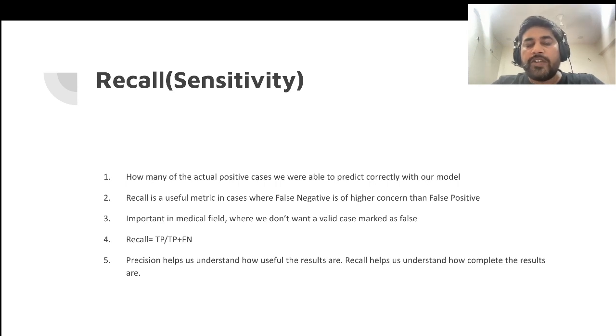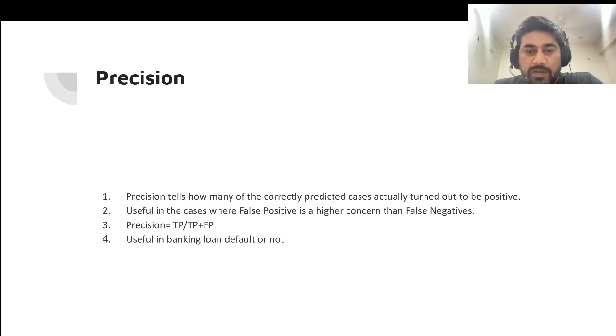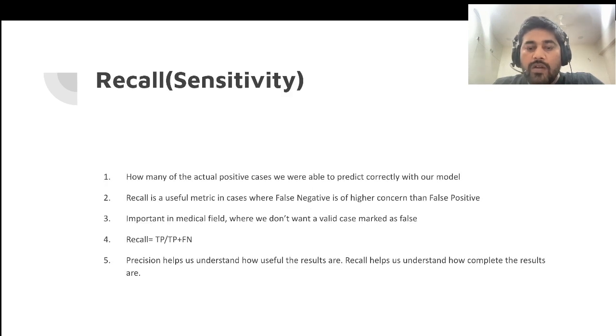The other is recall, which we also call sensitivity. Basically, if we talk about precision, it tells how useful the results are, how many true cases it has predicted and how many it has predicted wrongly.